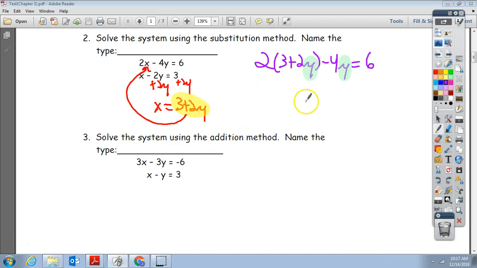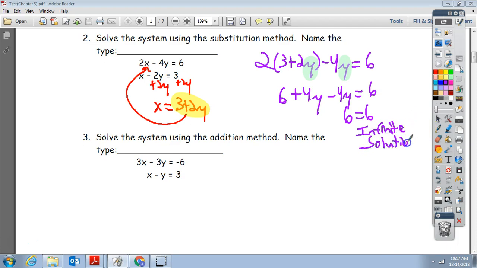Now this one in particular actually has infinite solutions, because when you solve this you're going to distribute the 2, and you're going to get 6 plus 4y. You're going to notice on this one that your y's cancel out. So that means there are no y's there, and it's 6 equals 6, which is true. That is infinite solutions. That means these two lines are actually the same line.